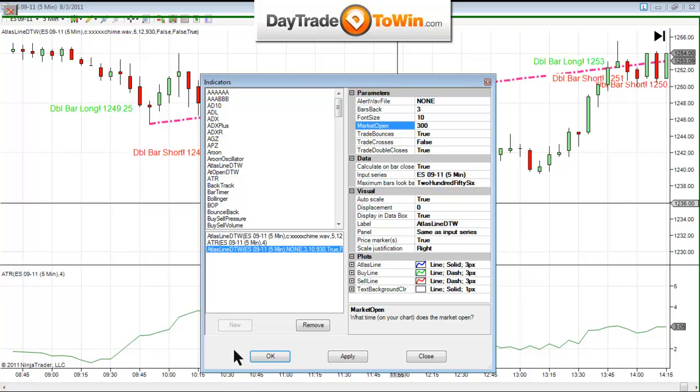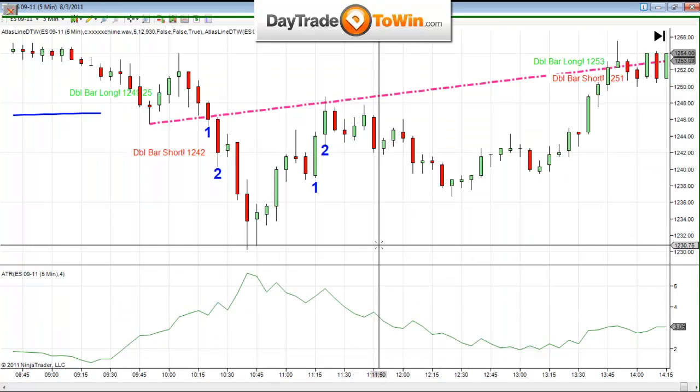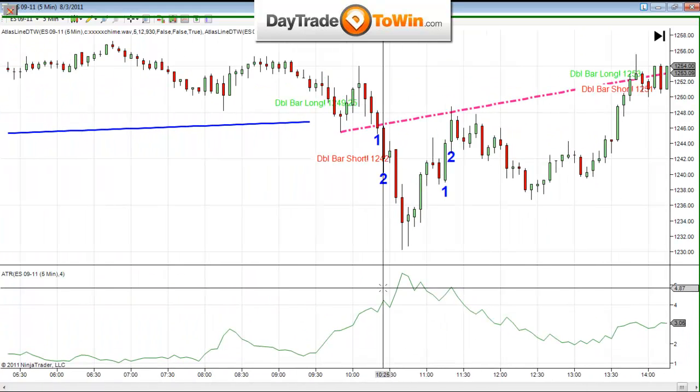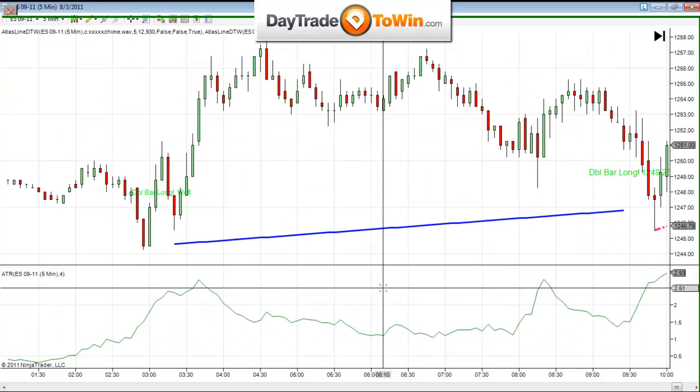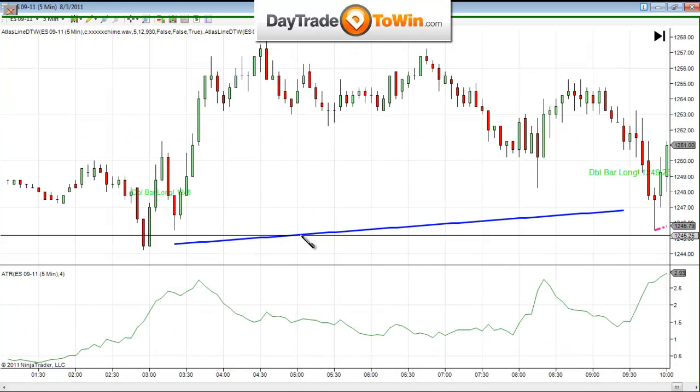3 o'clock in the morning is more or less where the London exchange picks up and starts moving the market for the European time frame. And therefore, here I have a second Atlas line on my chart. Here are the signals for the Atlas line overnight on the E-mini.